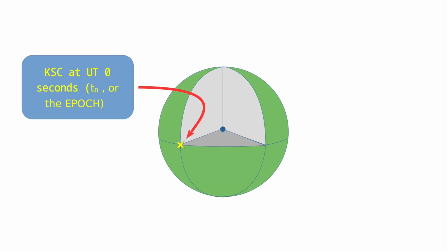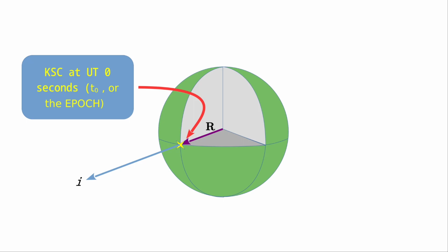First, we'll select the center of Kerbin to be the origin of our coordinate system. Now consider the location of the Kerbal Space Center on Kerbin's surface at game time 0, or t0, which we'll call the epoch. We can draw a vector, big R, from the center of Kerbin to this point on the surface. Now we can define the first axis of the coordinate system, which we'll call I. I points from the origin through the position of the KSC at the epoch, and so it has the same direction as big R at the epoch.